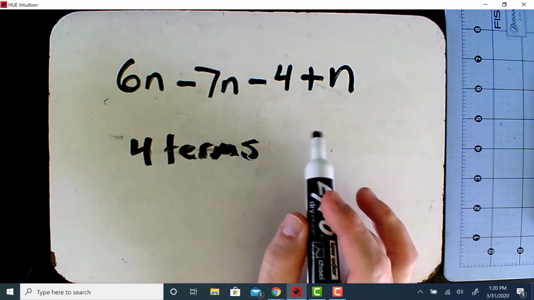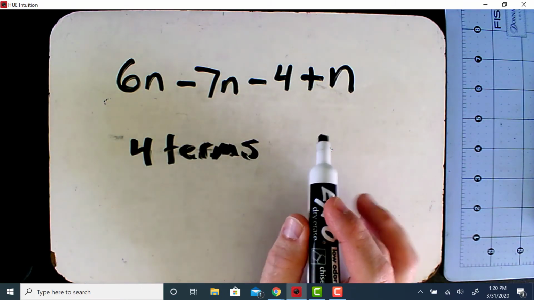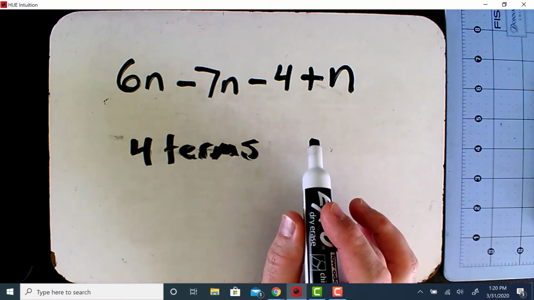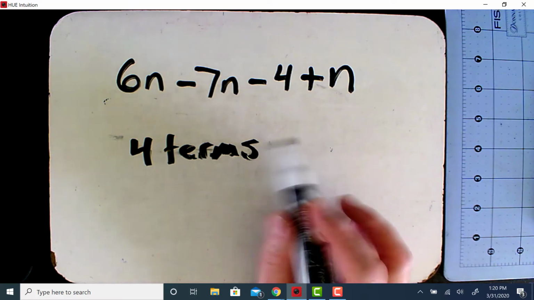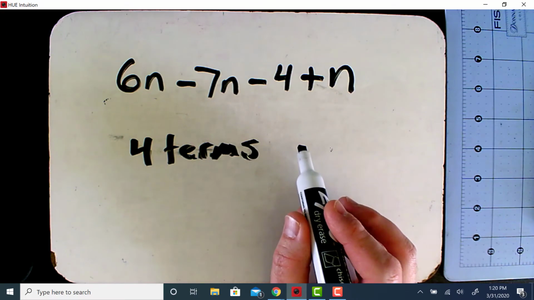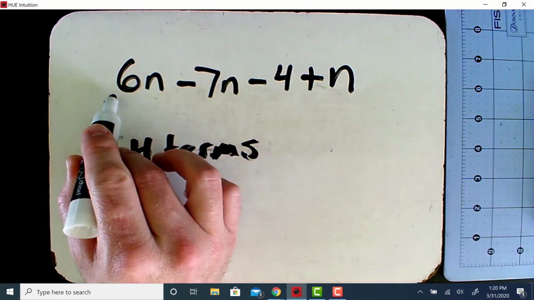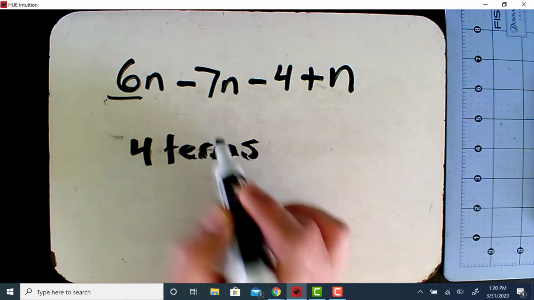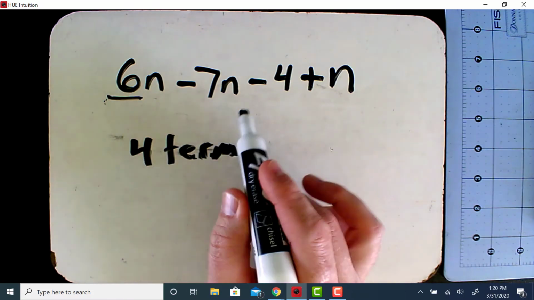Okay, so I've got these. Next, I want to know what numbers I have that are coefficients. Well, coefficients are numbers that are being multiplied with a variable. So I'll start from my first term. I've got 6n. Well, 6 is a coefficient because it's being multiplied with n.